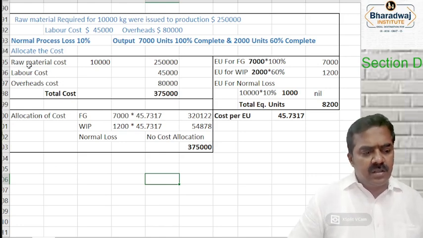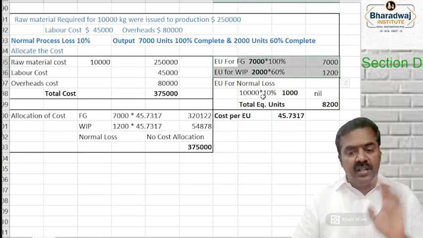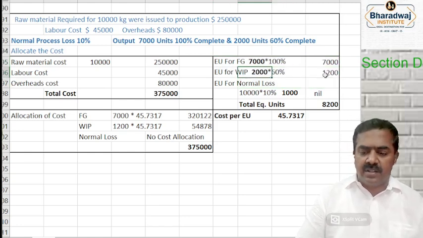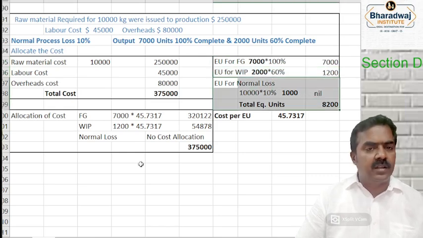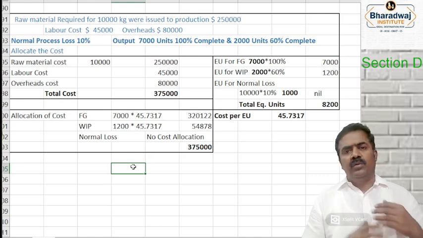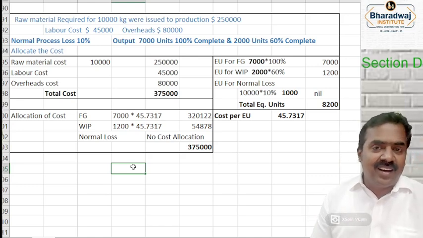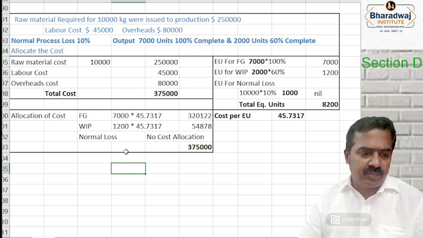So in a process, we understood how to allocate the cost using which one? Equivalent unit. What is an equivalent unit? Equivalent completed value. If 60% complete, it means 1200 completed units. Now we'll do a problem with abnormal loss. Shall we?